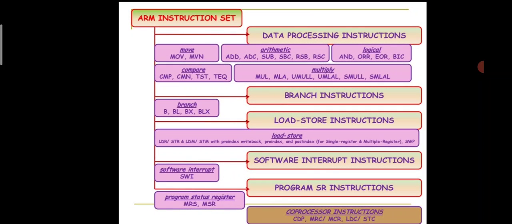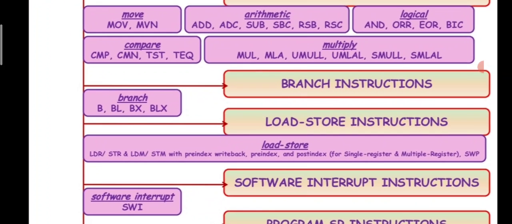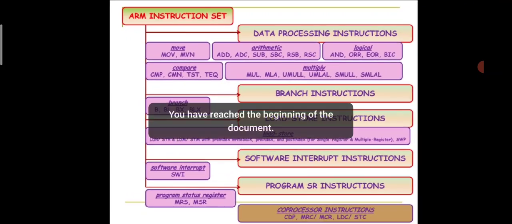Like this, all the instructions in data processing instructions you have to work through. Then branch instructions: B, branch, jumping from one place to another place, looping concepts. B, BL, BX, BLX, those you should study. Then load and store instructions, which is a very, very important concept that you have to read and study. Then software interrupt instructions we have to study and read.